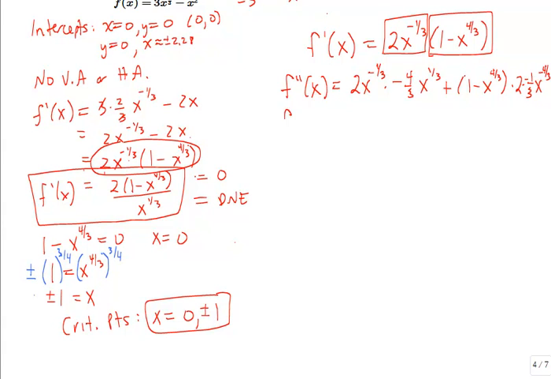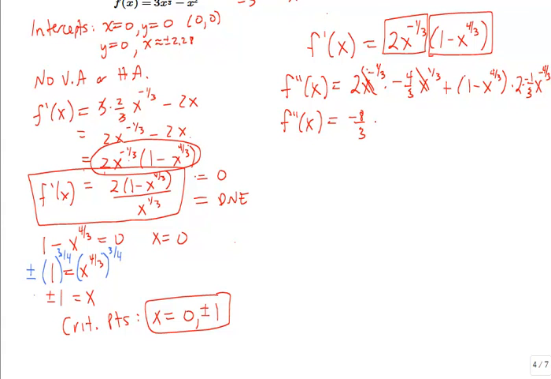Now let's clean this up a little bit. We're going to get a 2 times a negative 4/3 is a negative 8/3, and x to the negative 1/3 times x to the 1/3, you get to add those powers because you're multiplying the bases. And negative 1/3 plus 1/3 is 0, and x to the 0 is just a 1. So these actually end up canceling each other out. So you just get negative 8/3.